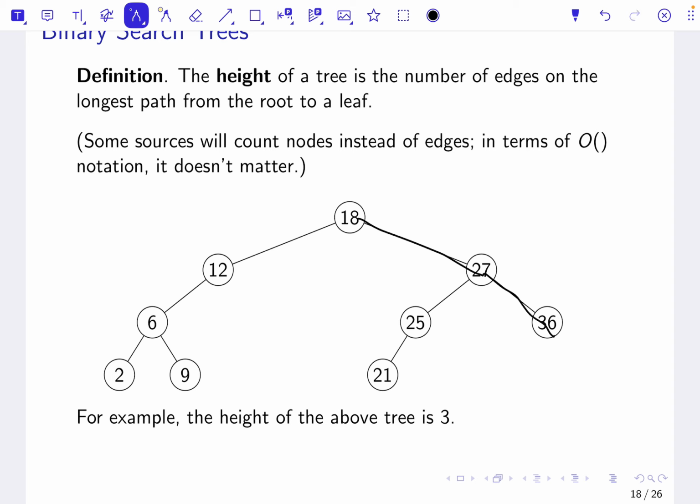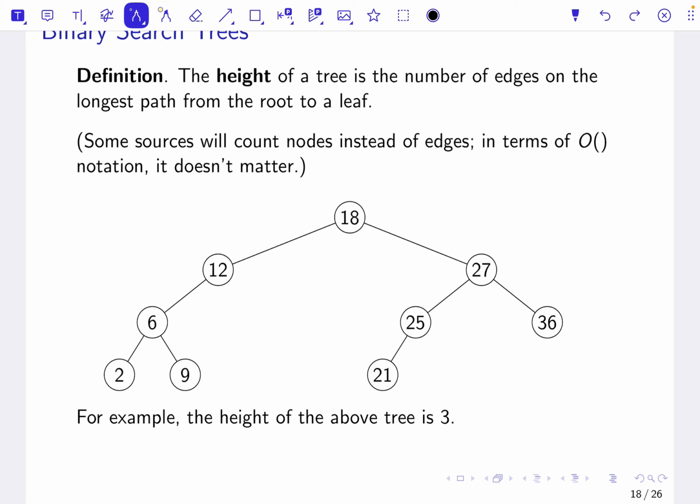And the path from 18 to 36 is not the longest path because, of course, others have 1 node below that, and it would be 1 longer. So to find the height, you just count the edges. 1, 2, 3. And thus, the height of the above tree is 3.